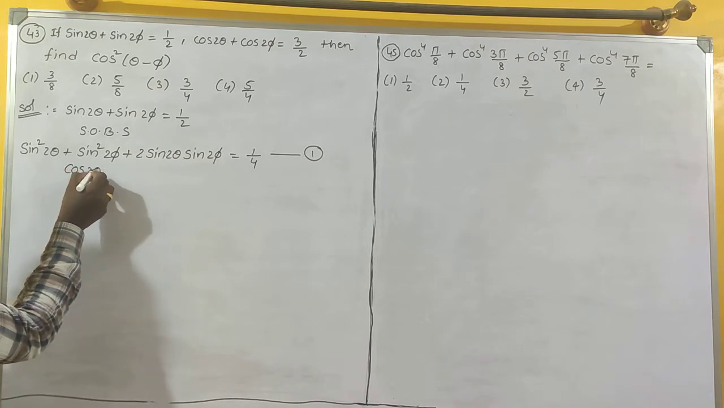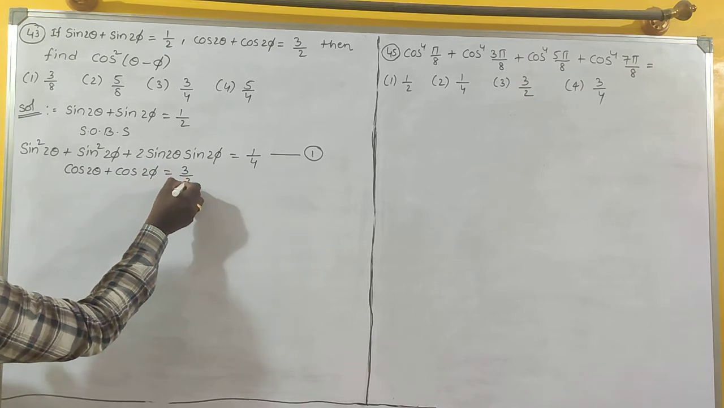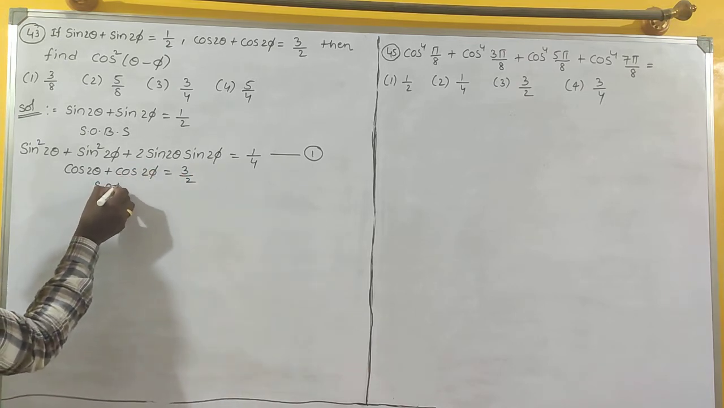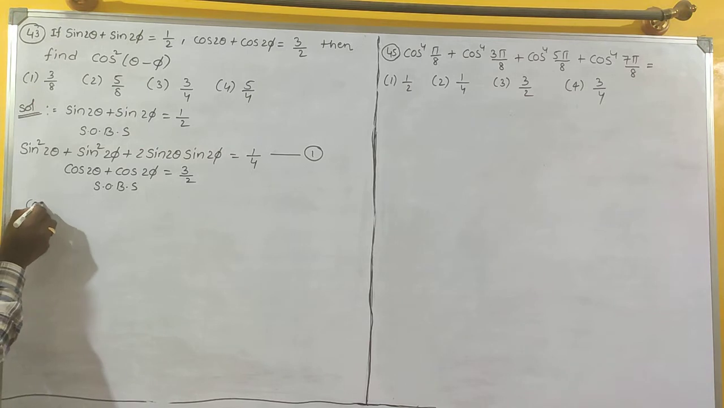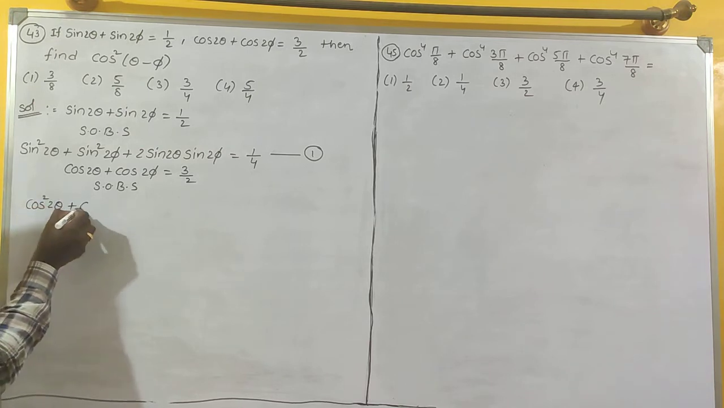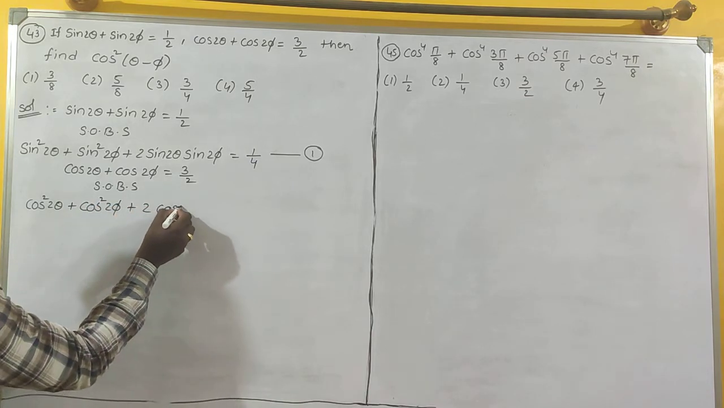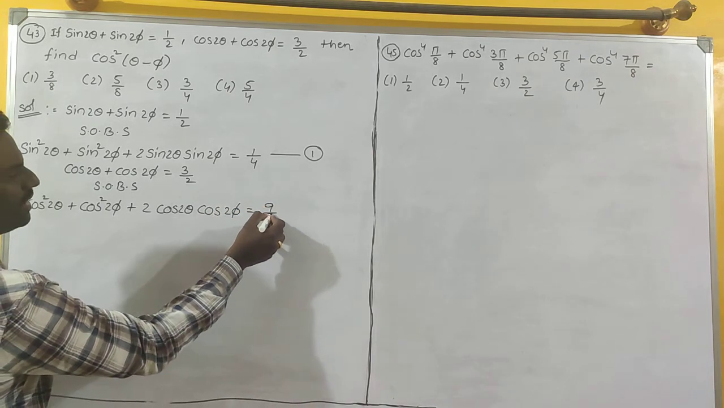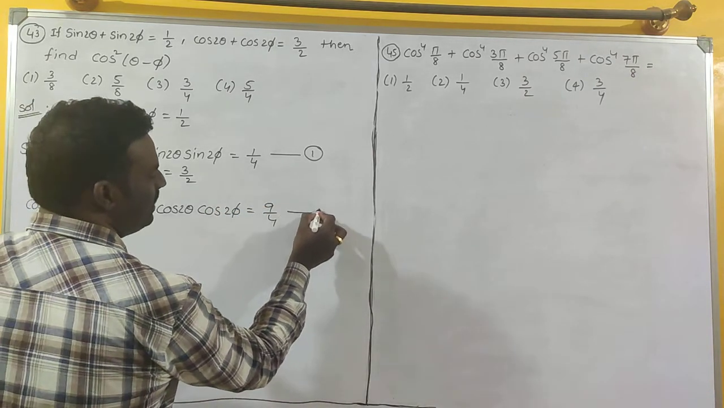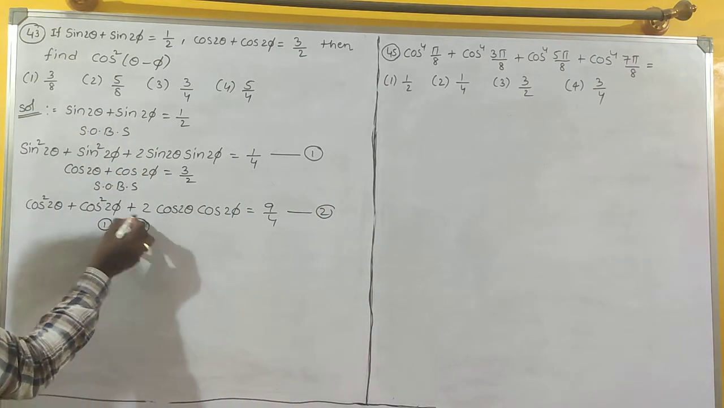cos 2 theta plus cos 2 pi, that equals 3 by 2. Again squaring on both sides. Again it is in the form of (a + b) whole square. Now a square plus b square plus 2ab. Now the right side, 3 by 2, if you square, 9 by 4, is equation 2. I am adding 1 and 2.